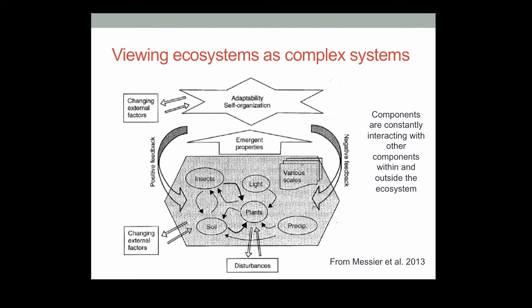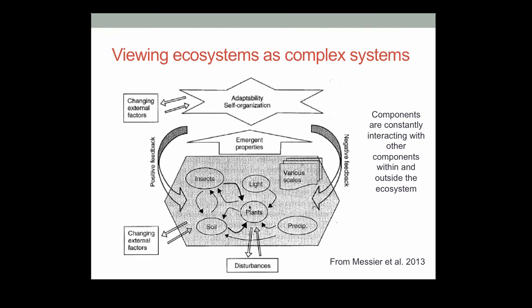And so we can look at a figure here that gives you an idea of how we can conceptually view an ecosystem as a complex system. And so our ecosystem is in this grayish area here that operates, and these interactions are at various different scales that you see here in the figure. And we also see that there's lots of internal components to the ecosystem that are interacting with each other.